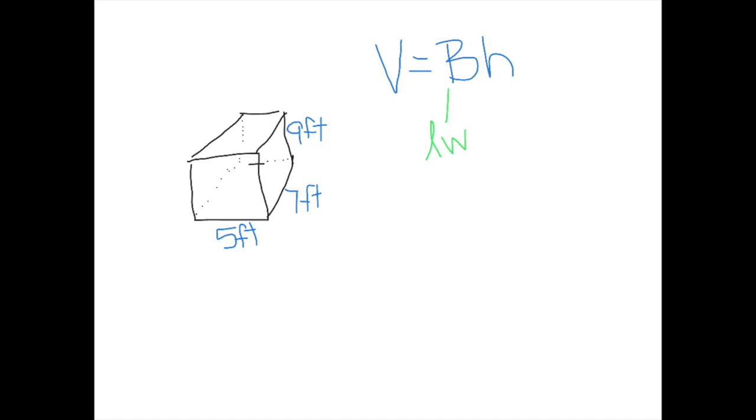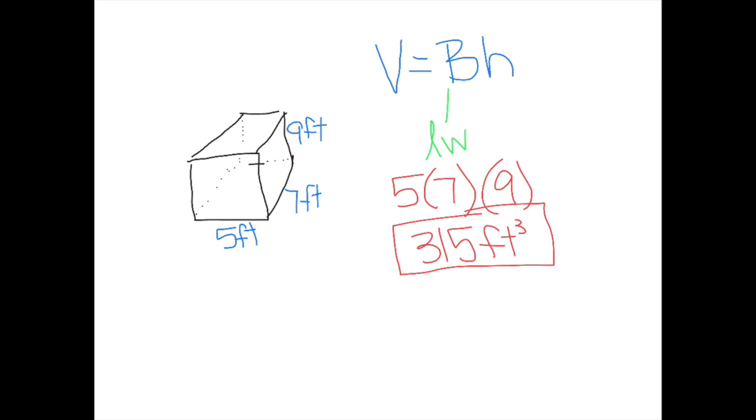Once I have my area of the base formula figured out, I can plug in my numbers. So I plug in 5 and 7. I just chose one of the quadrilateral sides to be my base, since when you have all rectangles, you can choose any side to be your base. And then my height is just the distance to the side parallel to my base. Once I have all my numbers plugged into my formula, I multiply straight across. And remember, your unit on volume is always cubed.